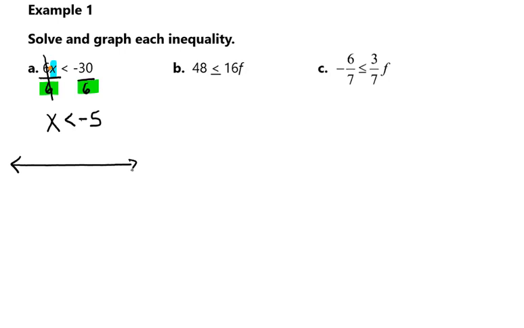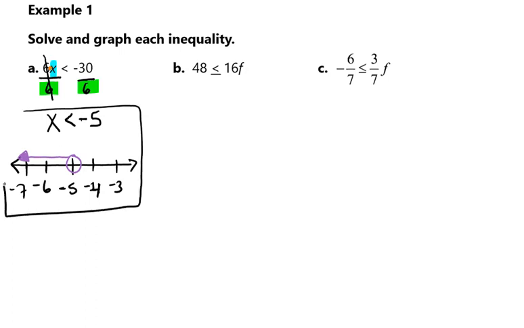When we go to graph that equation, we will have an open circle at negative 5, and then we will point towards our smaller numbers because x is smaller than negative 5. Let's take a look at our next example.